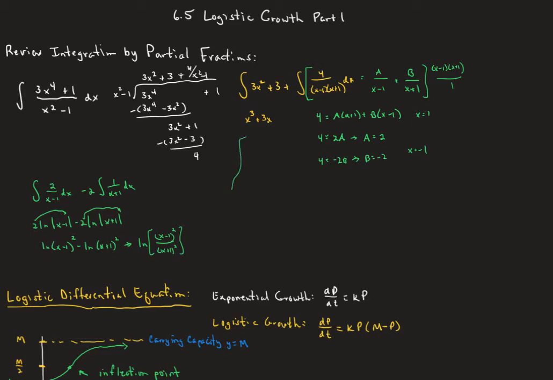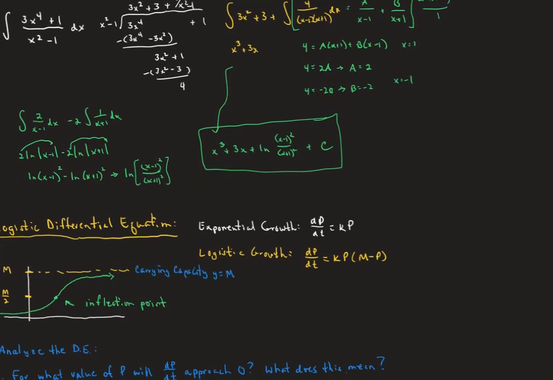So bringing in that other piece, our final answer is going to be x cubed plus 3x, plus this natural log of x minus 1 squared over x plus 1 squared, and then plus our constant of integration. So a lot going on there. So I'm going to slide this up a little bit.